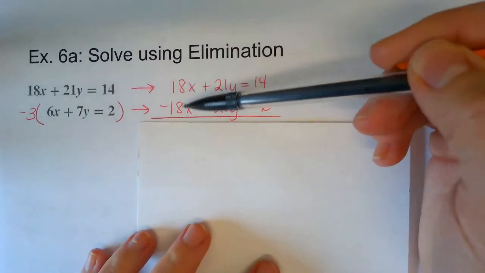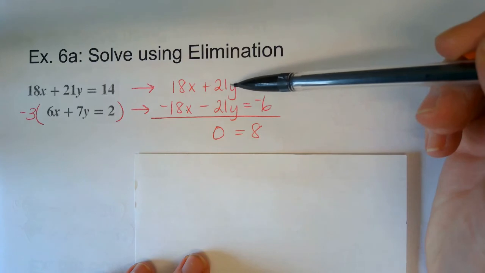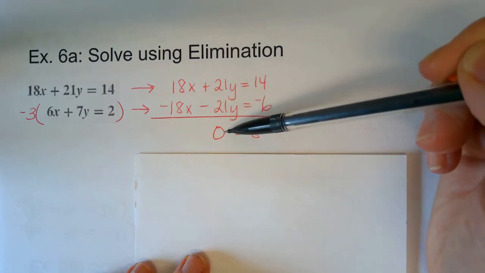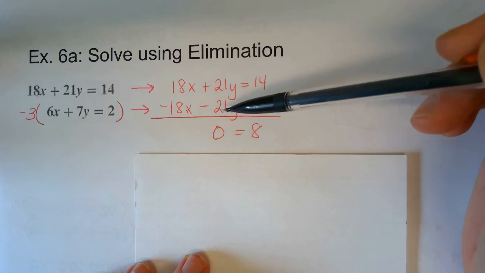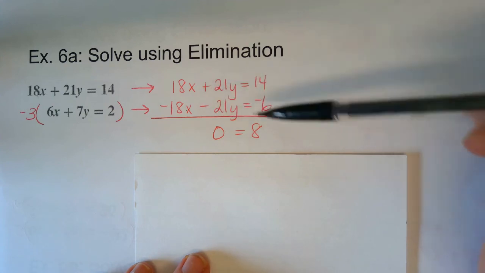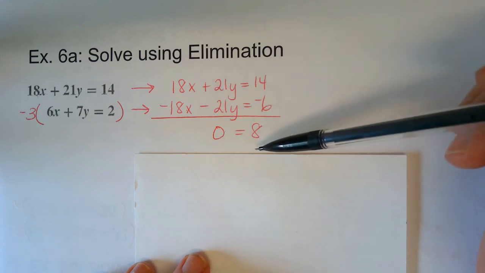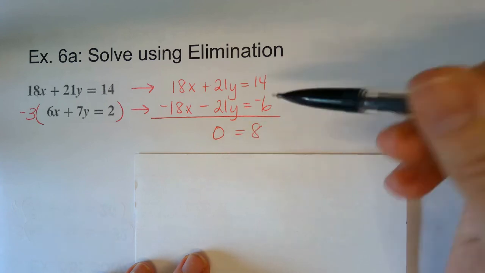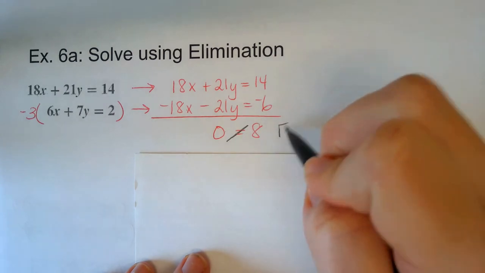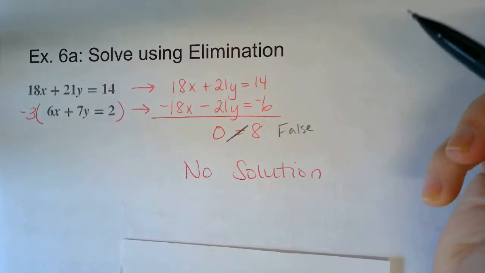So my x's added to 0, but also my y's are adding to 0. So notice, if your variables cancel, just like in substitution, you have a special case here. So you're going to check to see if this is true or false. Is 0 equal to 8? No, this is false, so this is an example of a no solution.